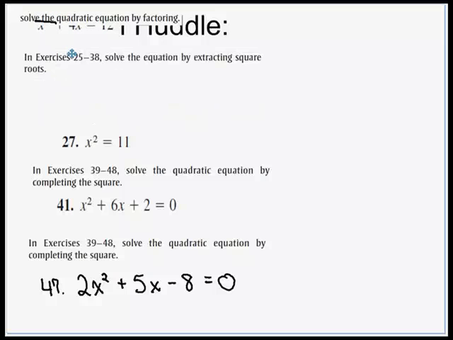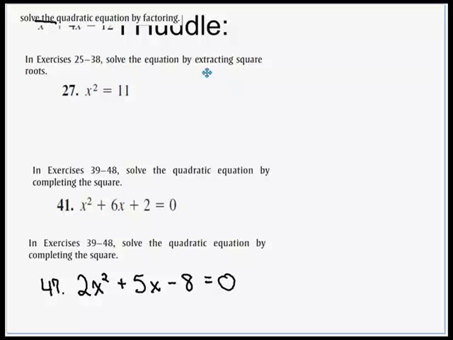The next one, 27, solve the equation by extracting square roots. And here we only have an x squared term. There is no x term. So the easy way to do these are get the x squared term alone, and it already is. You know, the leading coefficient is 1. So right here we can square root both sides. The square root of x squared is x, and that's equal to, don't forget, plus or minus the root of 11.